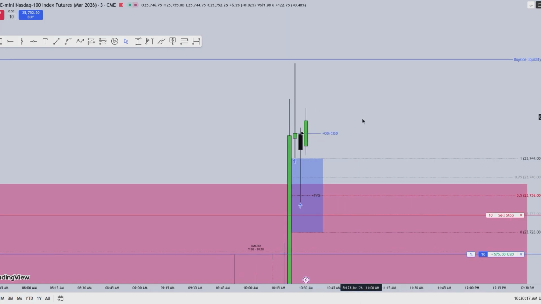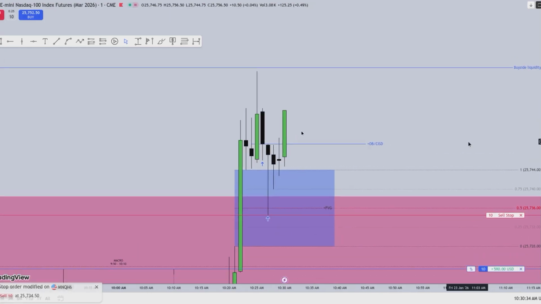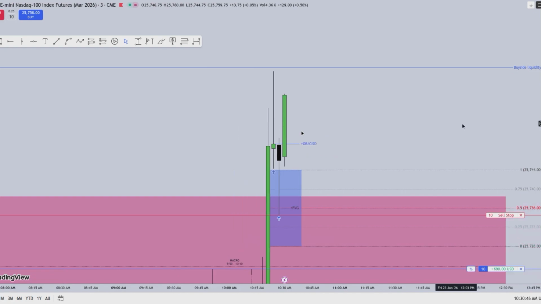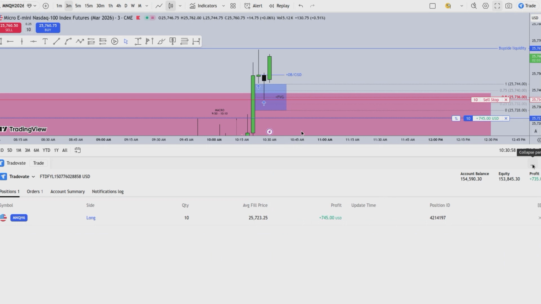We close above it, above the fair value gap, and I happen to move it to that current low because I don't expect the market to come back and drop lower below that low. I expect the market to just move on to form a bullish order block right there on the higher time frames, and we just continue higher.